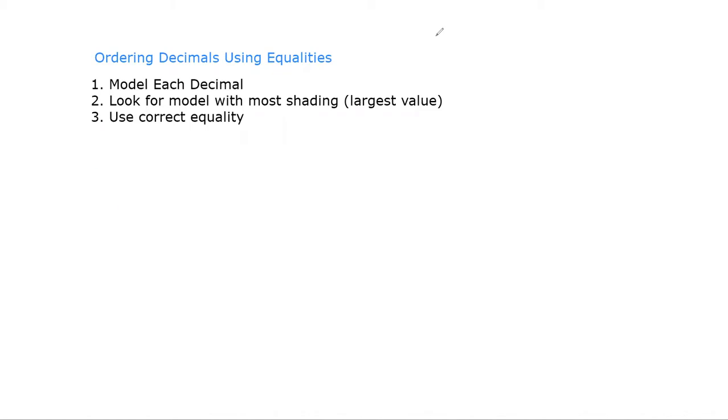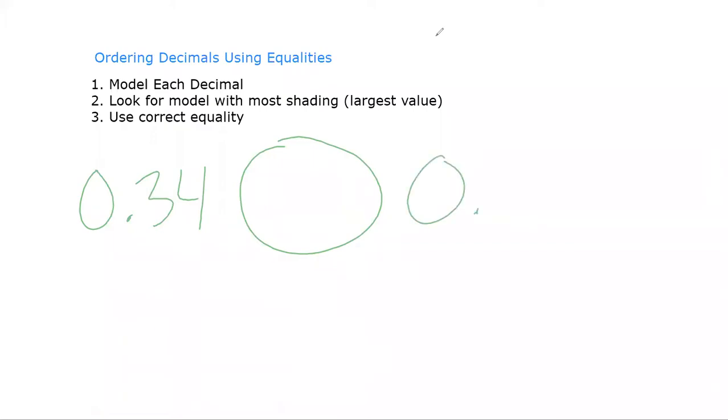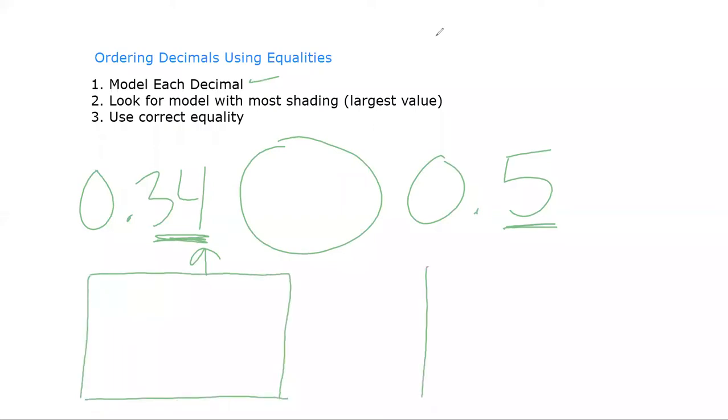Let's say in this case we have 34 hundredths, and let's go with 5/10, right? So here we're comparing the differences in terms of place value. This one goes up to the hundredths place, 34 hundredths, and this goes to the tenths place. So again, we're going to model each decimal. So I'm going to draw out my model, and maybe I'll already start to build this model. Again, trying to make them pretty similar.